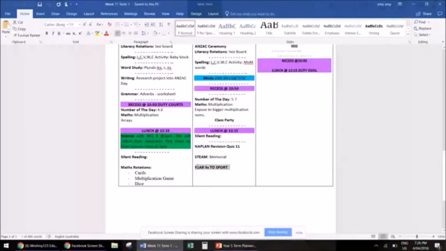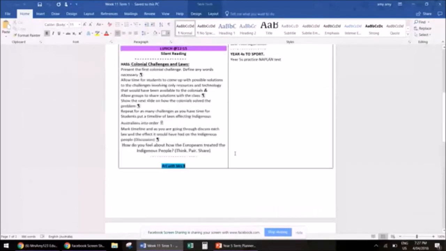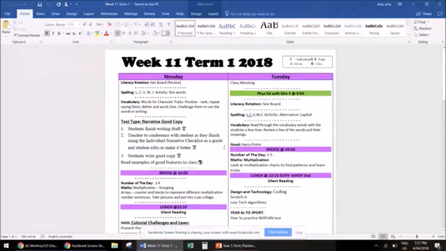So then my year 5s usually go to sport on a Thursday afternoon. I'm guessing they probably won't, so it will give us a little bit of extra time to finish off the memorials and then maybe finish reading Harry Potter because I really want to get through that this term. Okay, so for the second time tonight, that is the end of my planner.